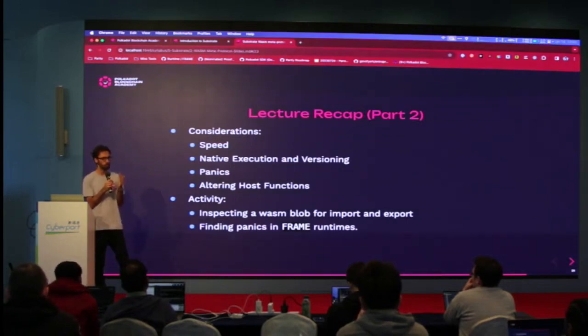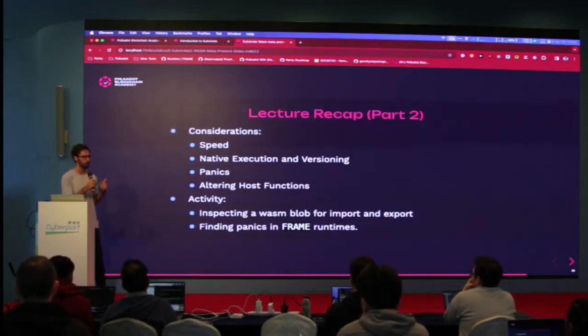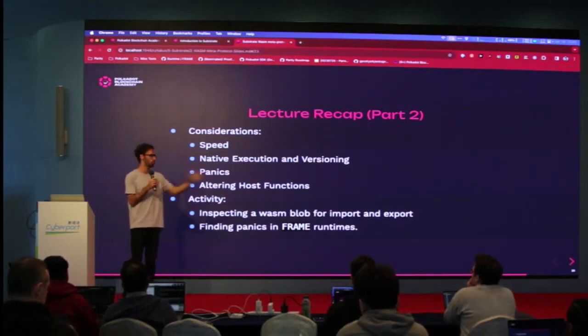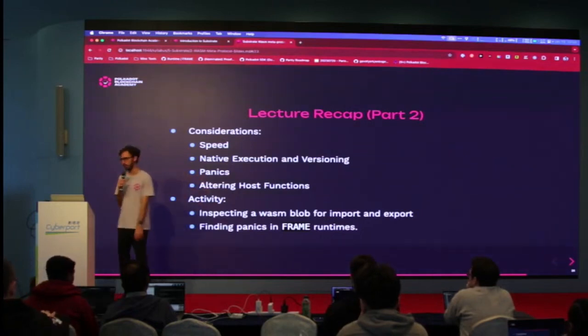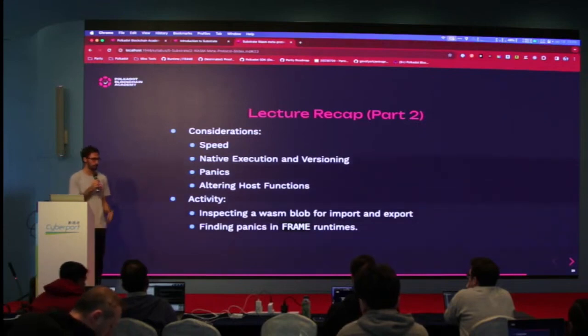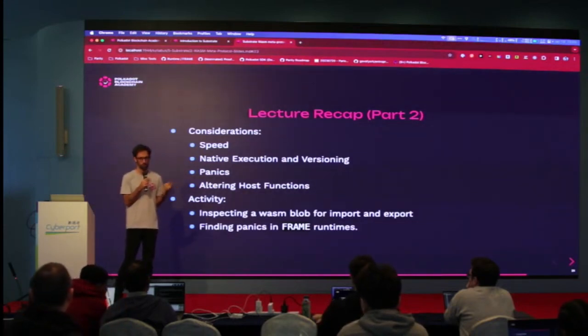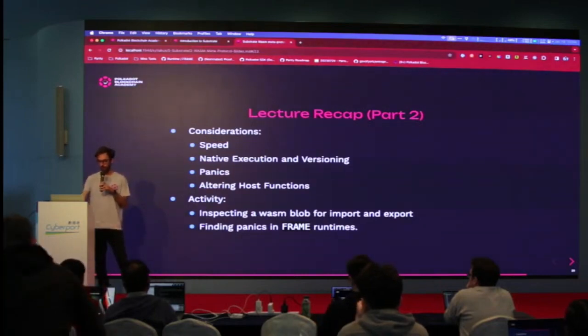But if you just want the TLDR, it's: don't allow user reachable code to panic, because then your validators would inevitably waste their time executing that code. And then anyone can freely trigger that, because there's going to be no fee payment associated with it. And we talked about host functions and how altering them is a big commitment, as in you will never be able to get rid of the old version. And we had some activities.